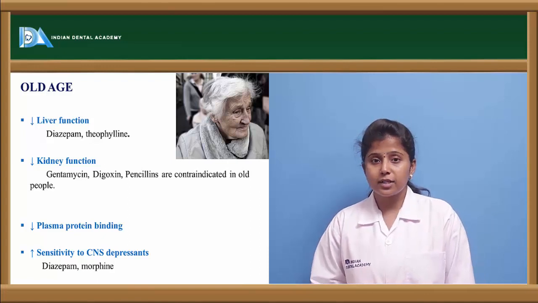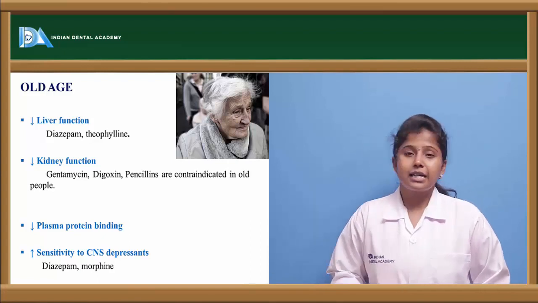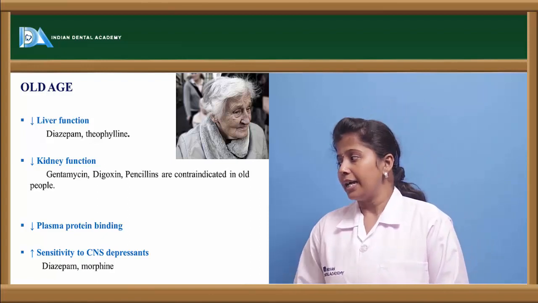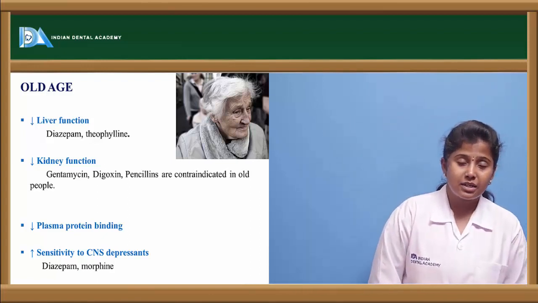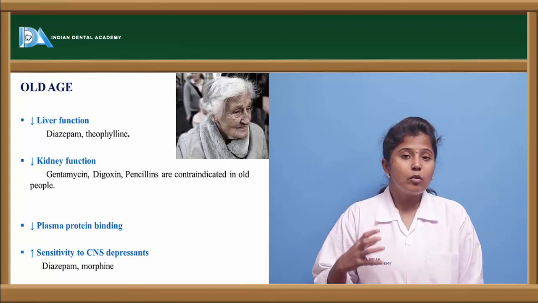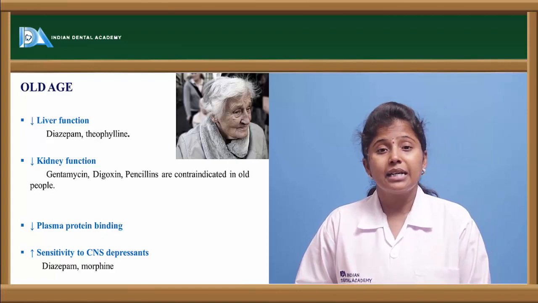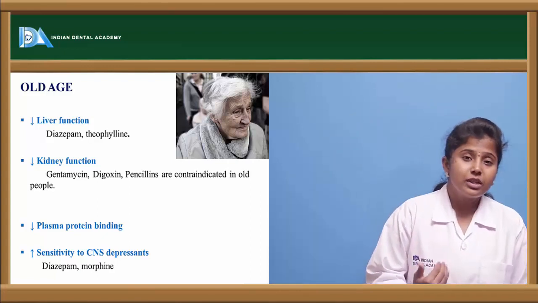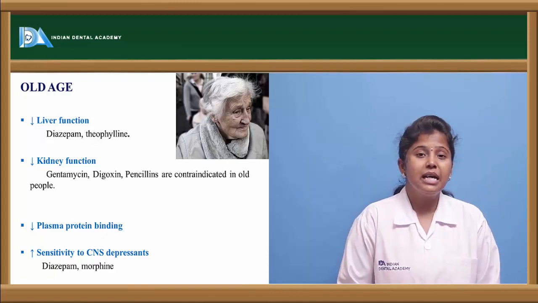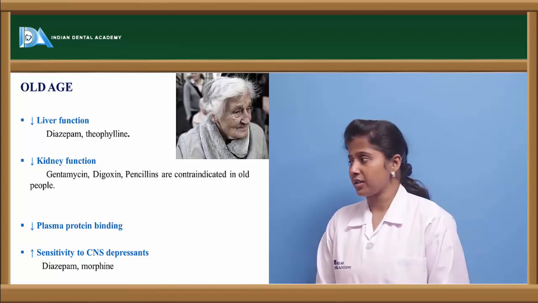In that condition, if we give such kinds of drugs, that may lead to decreased kidney functioning, or we can say kidney failure as such, and decreased plasma protein binding. The drugs won't have that ability to bind to the plasma protein as well, and it will increase the sensitivity to the CNS depressants. Drugs like diazepam and morphine, if given to old age people who are taking CNS depressants, react with each other, and thereby increase the sensitivity to CNS depression, which may cause a synergistic effect.